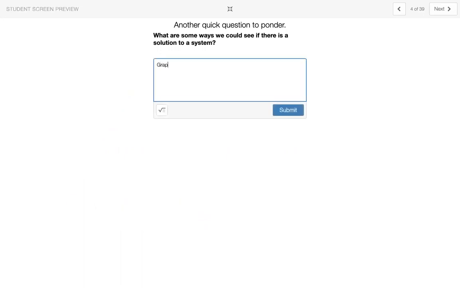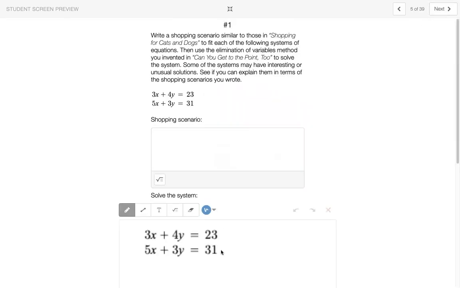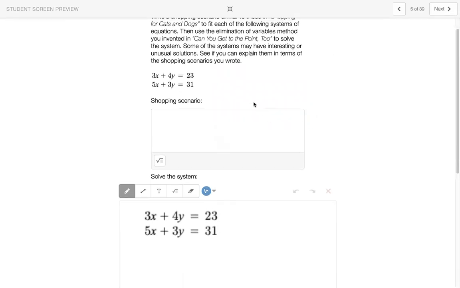What are some ways that we could see if there's a solution to a system? Well, we just did some of these. We could graph. We could use elimination, try and cancel a variable. We could use substitution, which we saw previously. Those are three ways. Did I spell substitution wrong? I did. Substitution. All right, sound good? So you're making these shopping scenarios to talk about these systems. I'm only going to make one because it's pretty much the same song and dance for the others.